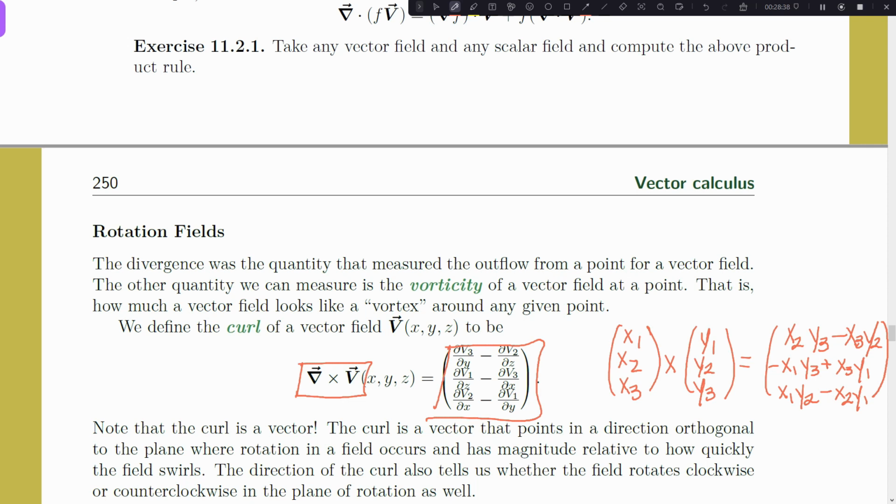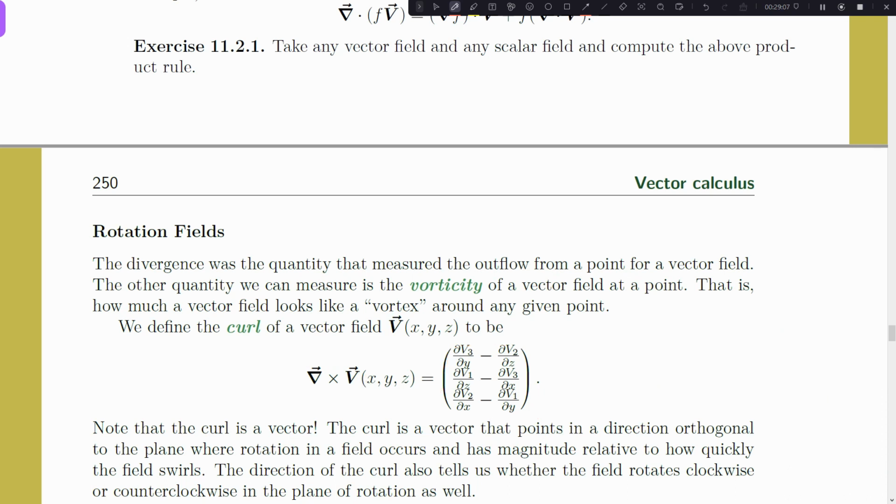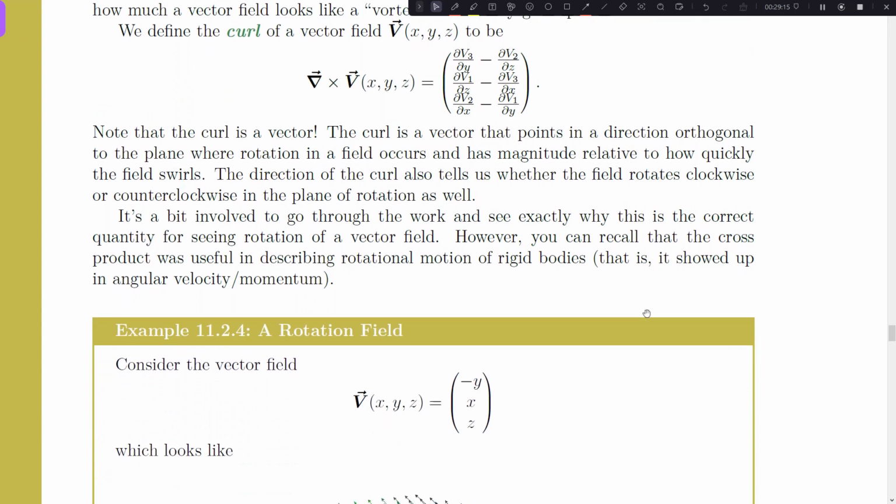And what a cross product does is it calculates the normal to the vectors x, y plane. So the vectors x, y form a plane, and we can calculate the normal to that plane with the cross product. So that's a definition of the curl. But why does it describe the rotation of a vector field? Well, let's just scroll down a little bit.